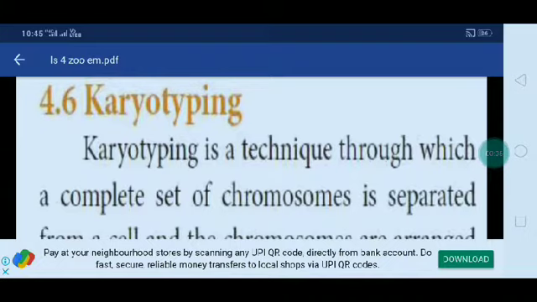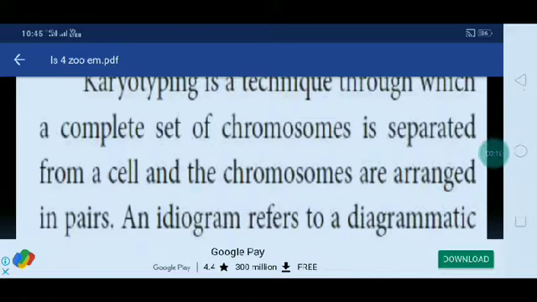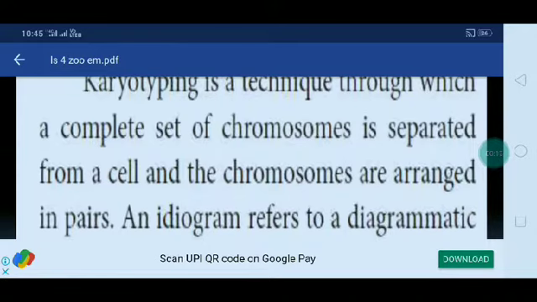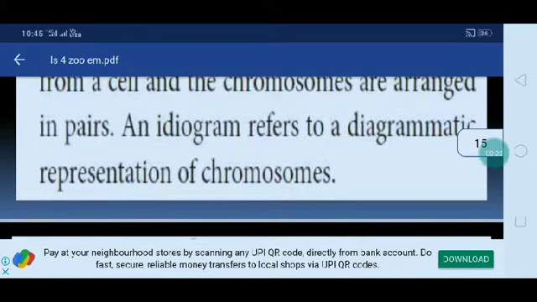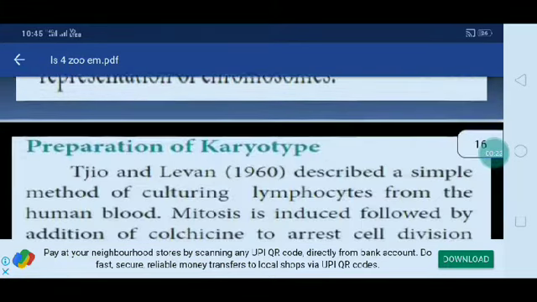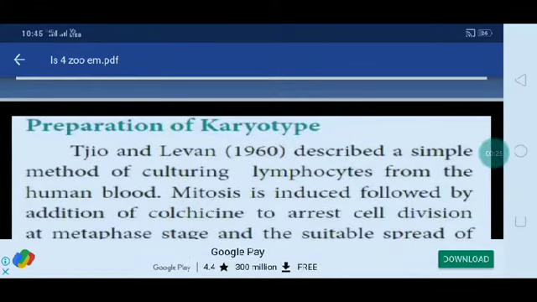Karyotyping is a technique through which a complete set of chromosomes is separated from a cell and the chromosomes are arranged in a pair. That is called karyotyping. An ideogram refers to a diagrammatic representation of chromosomes. Here there is an ideogram and a preparation of a karyotype.